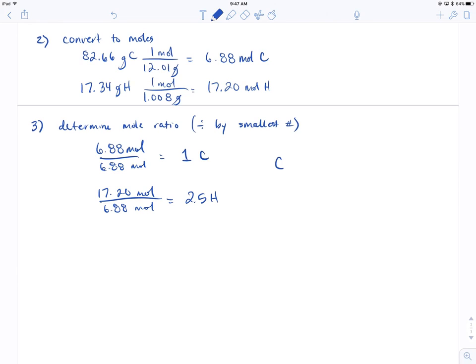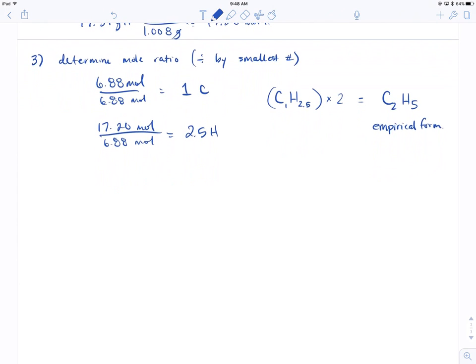So right now we have C1H2.5. And so to get whole numbers, I would multiply by 2. So I'm going to get C2H5. And this would be my empirical formula. Because we ultimately wanted to know a molecular formula, the next thing that we have to do is determine the multiplier. And that will give me the molecular formula.